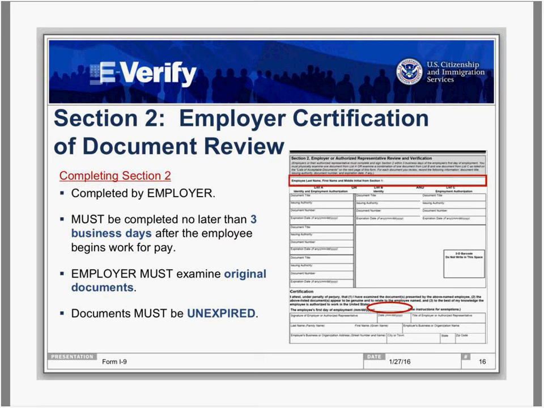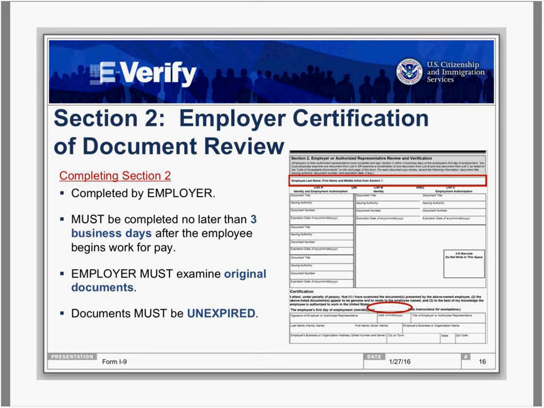Section 2 is completed by you, the employer. Section 2 must be completed no later than 3 business days after the employee starts working for pay. This 3-day rule here: Section 1 is completed by the employee no later than the first day they start working for pay. You, the employer, have up to 3 business days after the employee started working for pay to complete Section 2, or you have 3 days after they start working for pay to get a copy of those documents for them to show you.